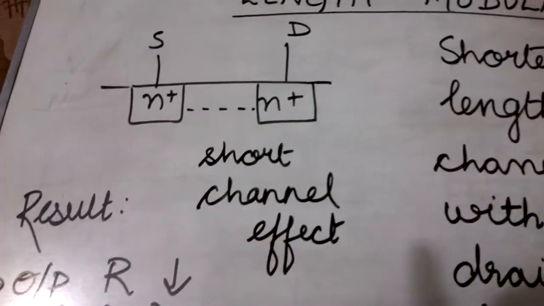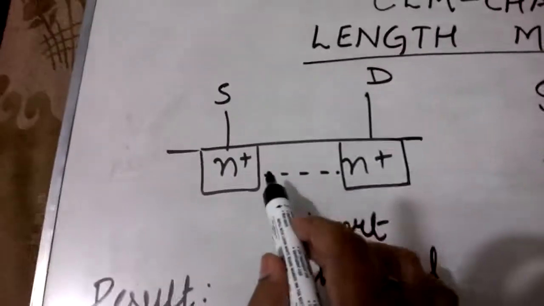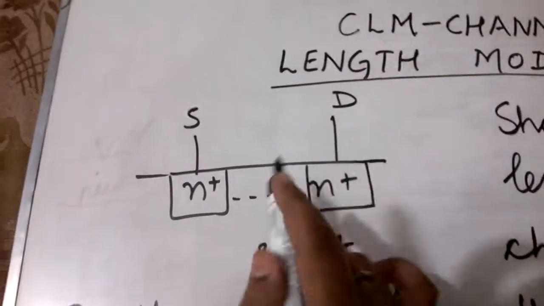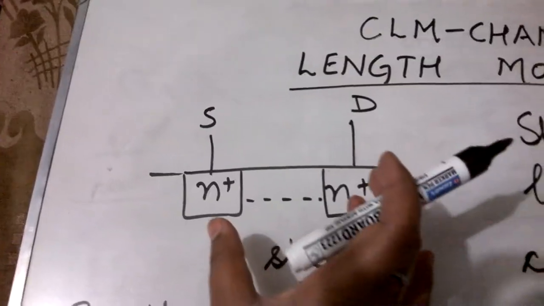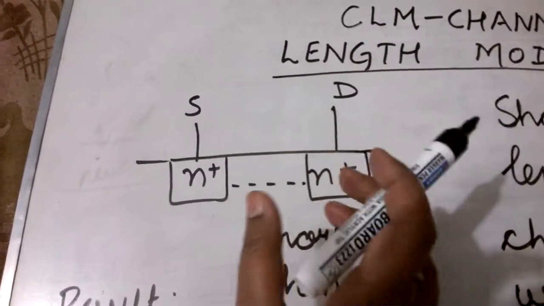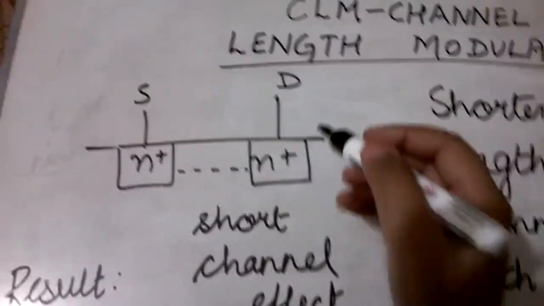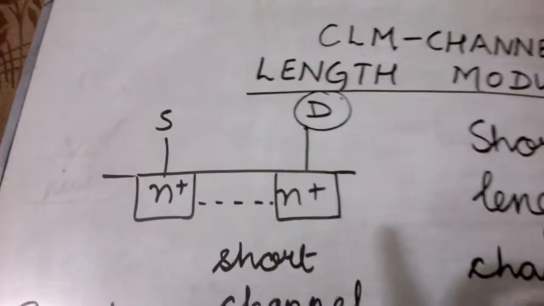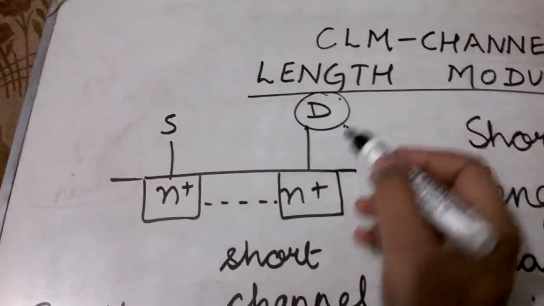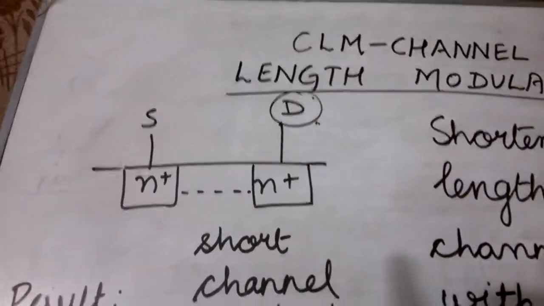Some results are shown whenever the length of the channel is very small. That is, the source and drain terminals are at a very small distance to each other. Now, the second thing which is to be considered here is the drain voltage. We will also apply a very high drain voltage, then this effect will be coming into play.